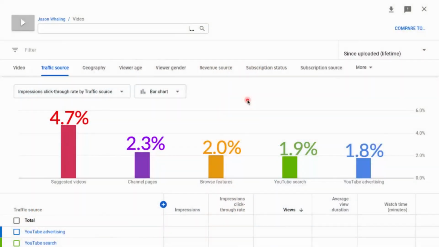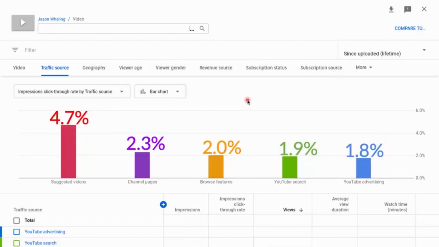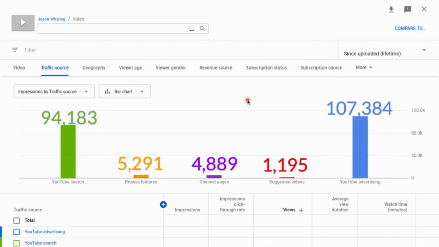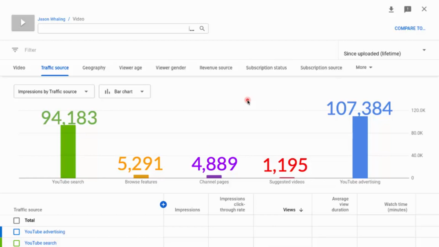which leads me to the punchline here, because when you look at 4.7% for suggested, that would say, wow, maybe we should run ads on suggested instead of running ads just across all of YouTube. But when we look at impressions, all of a sudden, suggested videos are barely 1,100 impressions. So that means we're looking at, when we go back to this first chart, 4.7% click-through rate, but that's only for 1,100 impressions, versus looking at a 1.9% click-through rate at 94,000 impressions.